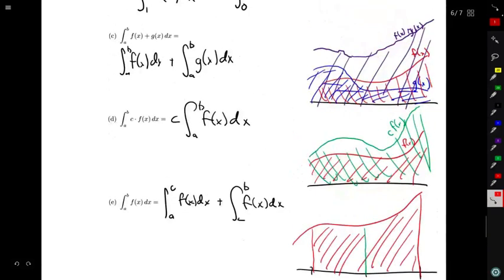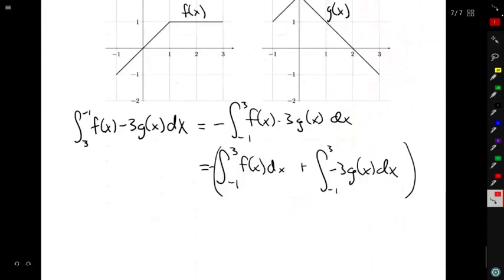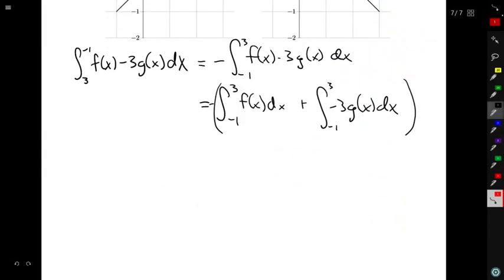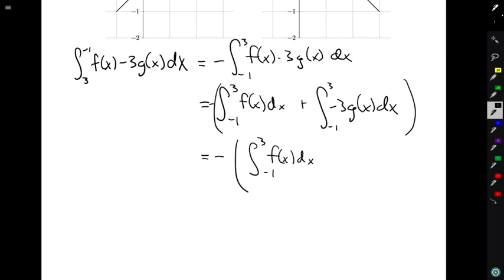Notice here that we're going to use property D, which says that when you have a constant multiple inside of an integral, it can be placed out front of the integral. So here, in one final step, we still have this negative out front. We have the integral from minus 1 to 3, f of x dx. And now we want to bring that negative 3 out front of the integral. So we have minus 3 times the integral from minus 1 to 3 of g of x dx.